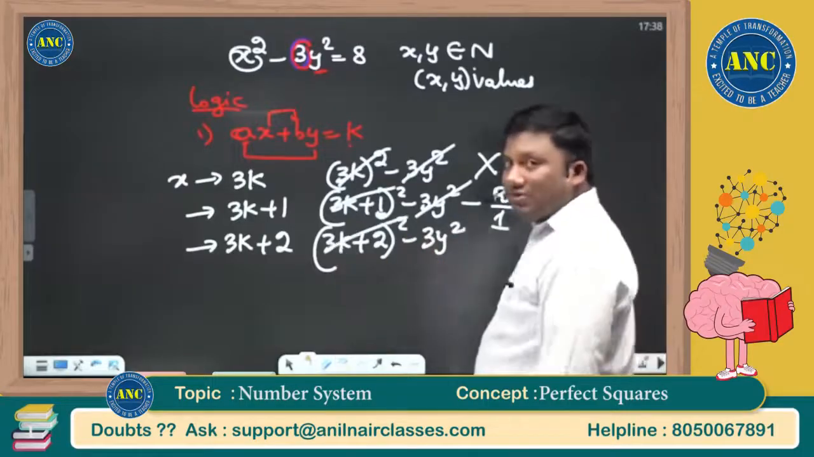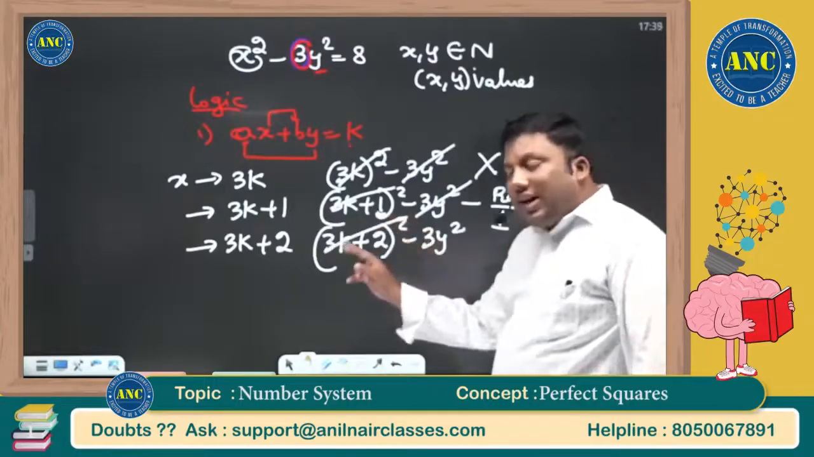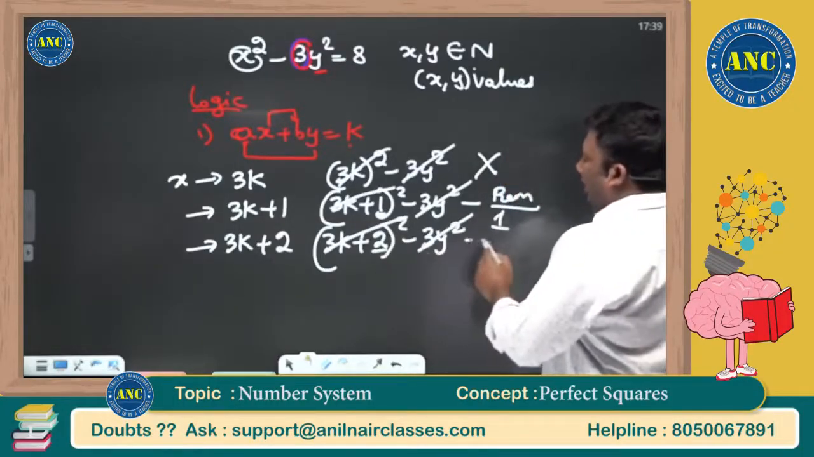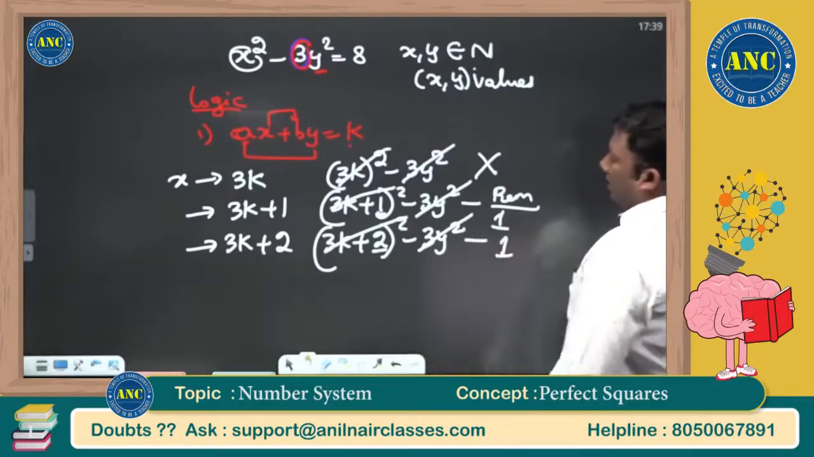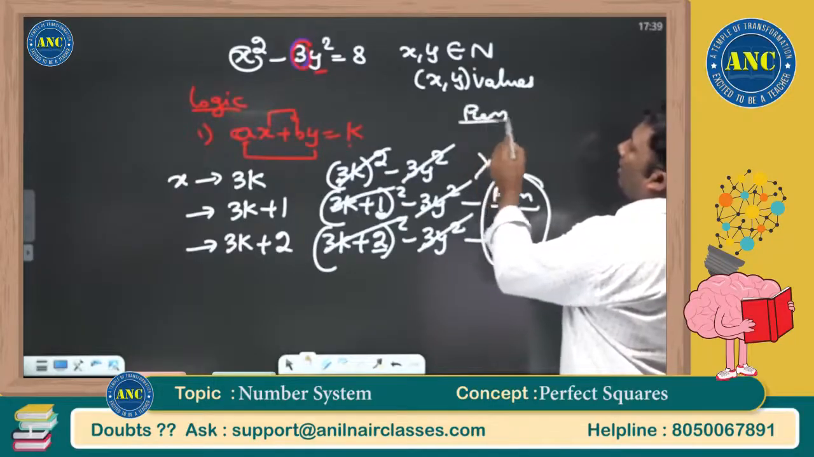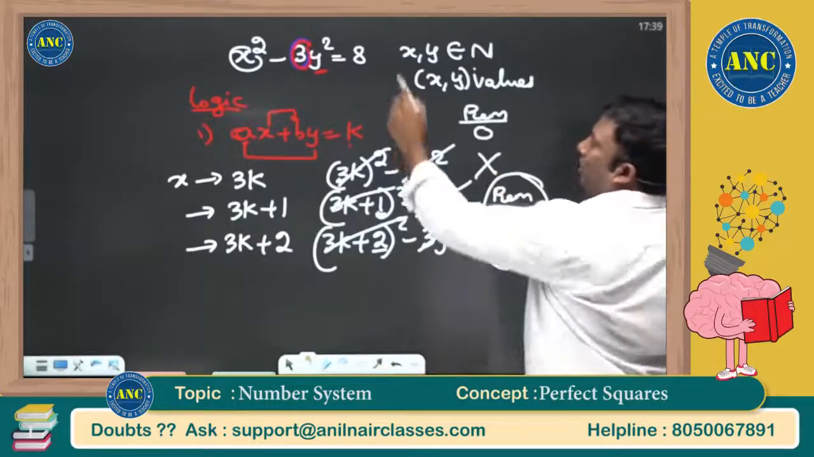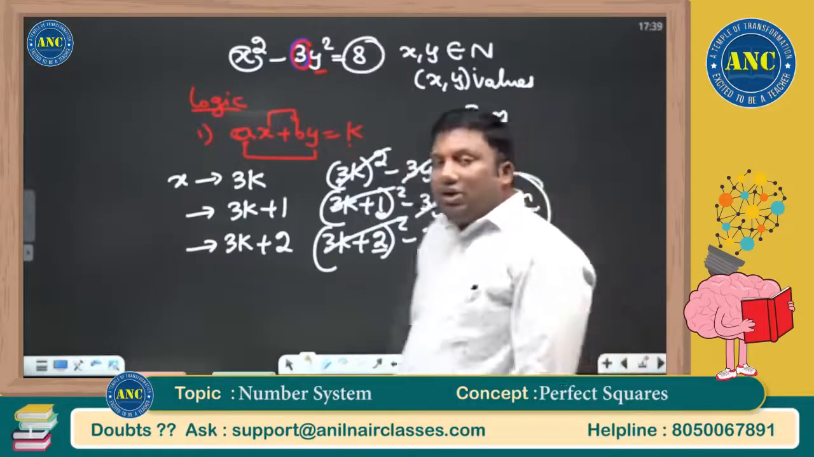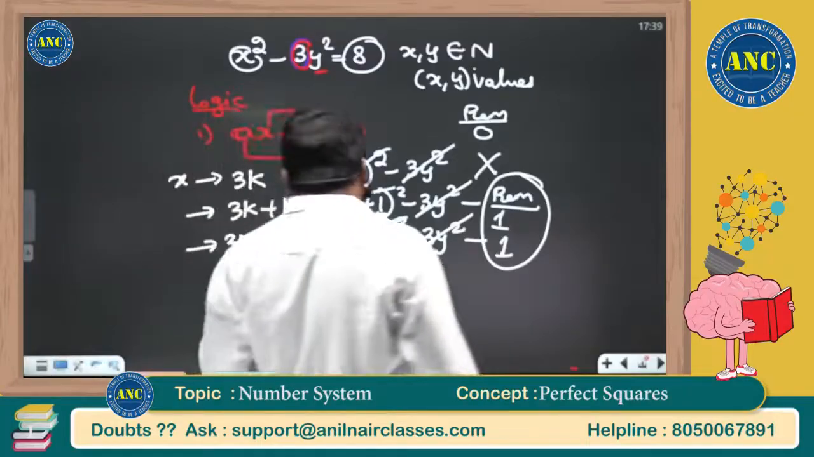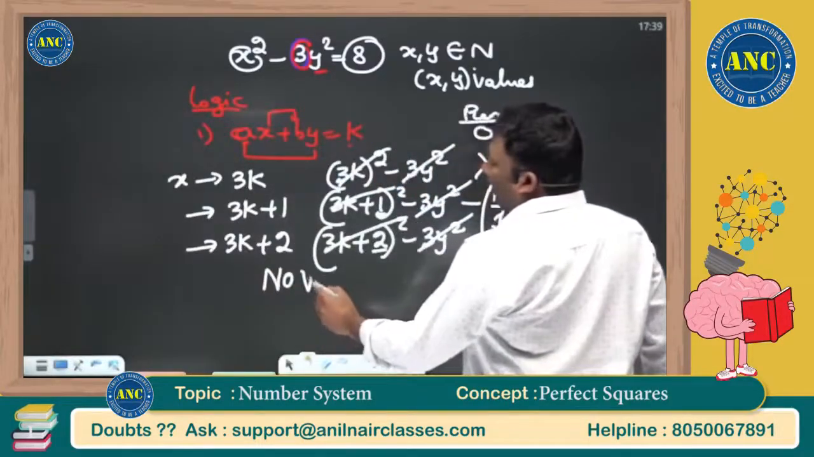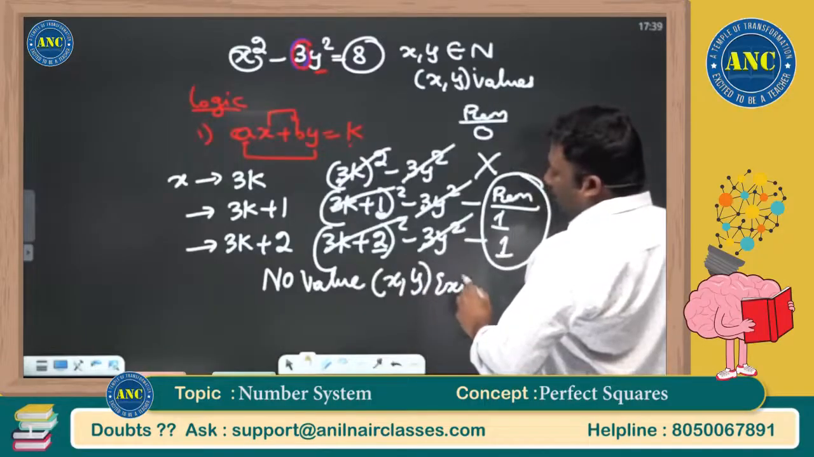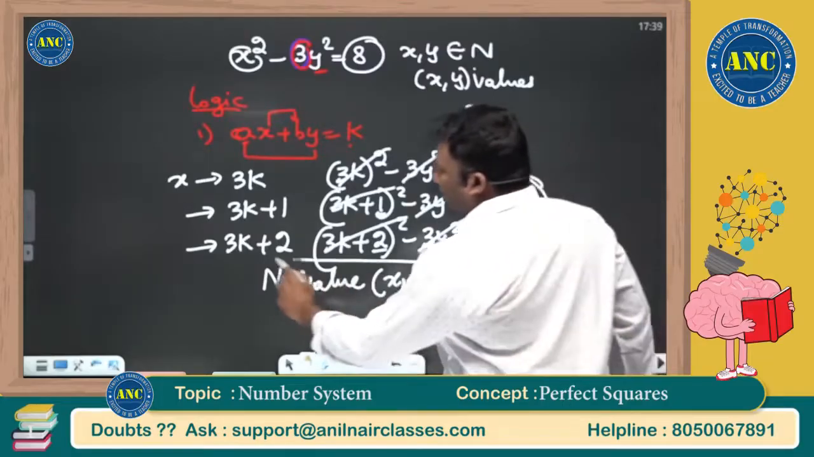3k plus 2 whole square minus 3y square. 9k square is divisible by 3. 2 into 3k into 2 is divisible by 3. 3y square is divisible by 3. 2 square is 4. 4 when divided by 3 gives a remainder 1. Either it is giving a remainder 0 or remainder 1 when divided by 3. 8 is nothing but 3 into 2 plus 2, 3 into something plus 2. That form will not arise. The answer for this question is no value for x, y exists which satisfies this equation.